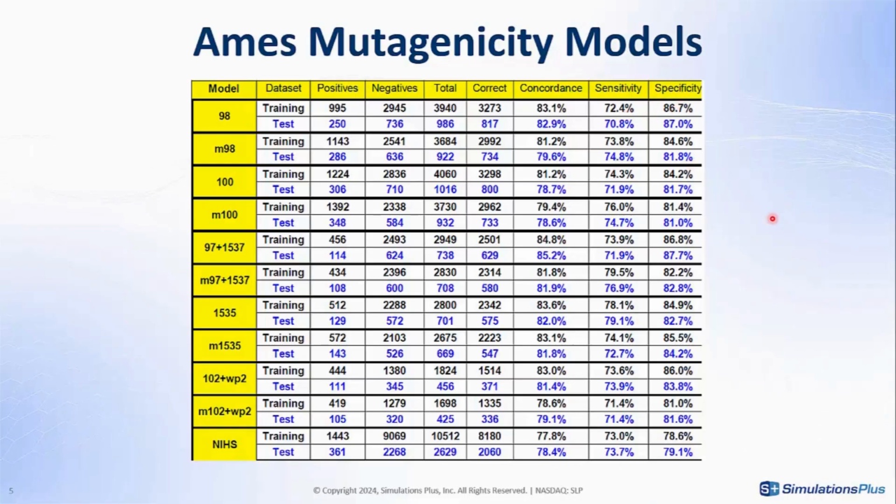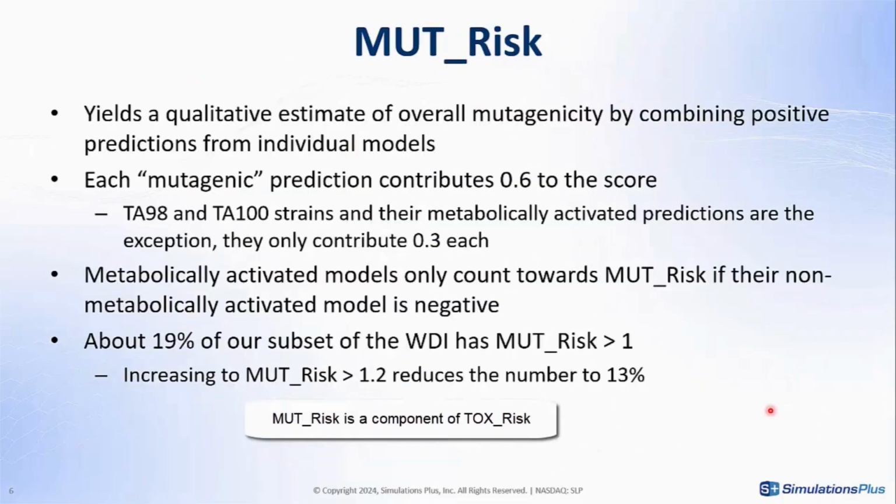And this is probably because there are a lot more negatives in the data sets than positives. So it tends to skew the statistics towards higher specificity. And this NIH data set is a very large data set, with 9,000 negatives in the training set alone here. Now, I'll talk about how these different models are combined into a tox risk.